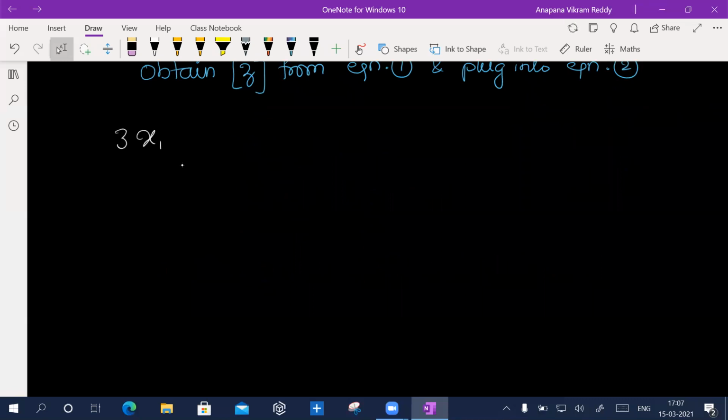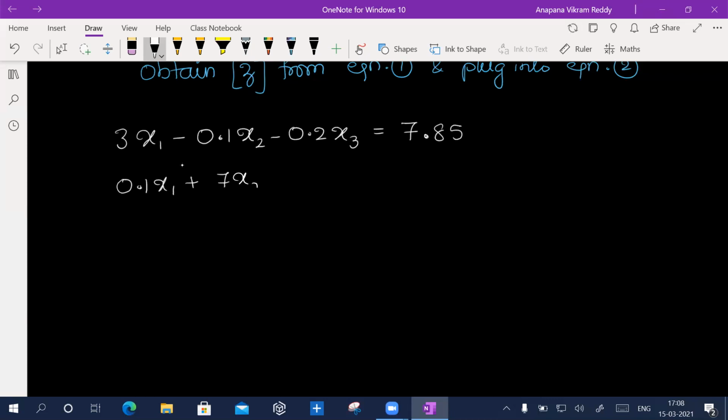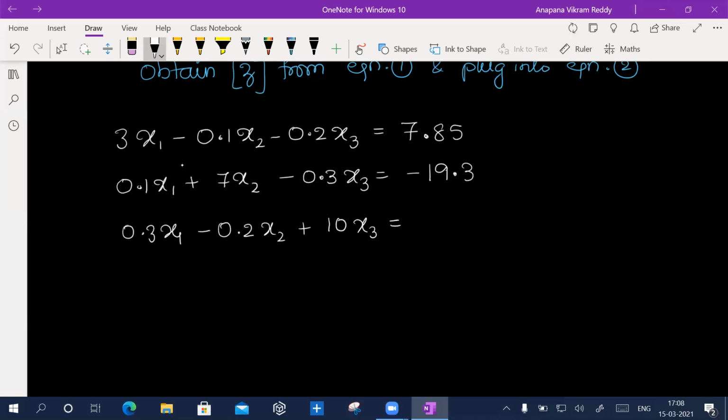First one is 3x1 minus 0.1x2 minus 0.2x3 equal to 7.85. Then you have 0.1x1 plus 7x2 minus 0.3x3 equal to minus 19.3. And then you have 0.3x1 minus 0.2x2 plus 10x3 equal to 71.4.